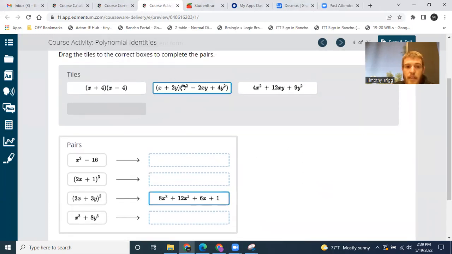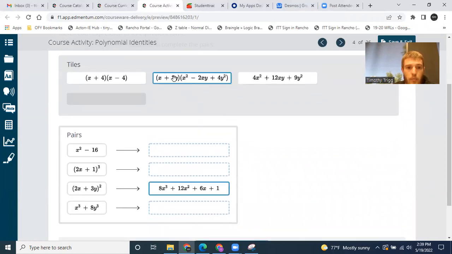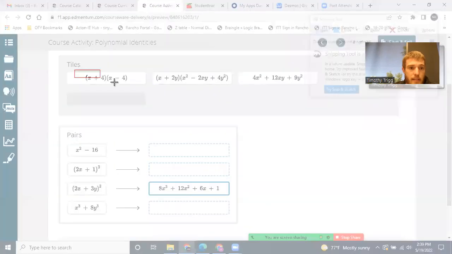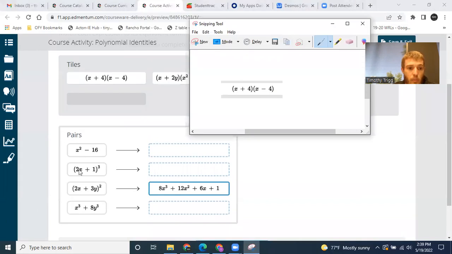You may have noticed that some of these tiles that we're going to move here require multiplication. So one thing I could do is grab this one and multiply it out, and that should be one of these answers down here. So let's multiply this out. x times x, then x times -4. x times x is x squared. x times -4 is minus 4x. Then we multiply this 4 times both these terms. 4 times x is plus 4x. And 4 times -4 is -16. So you may notice that the -4x and the positive 4x cancel, giving us x squared minus 16.